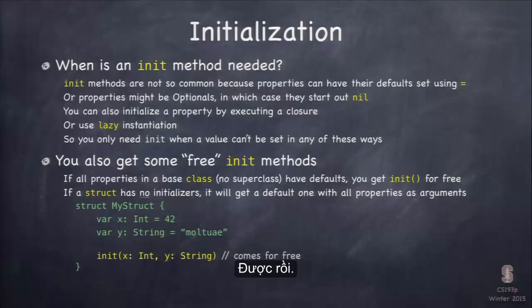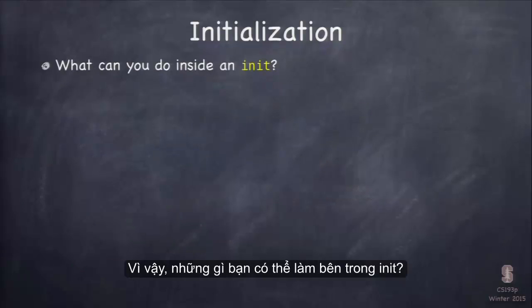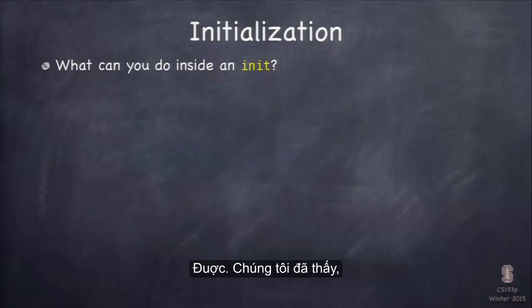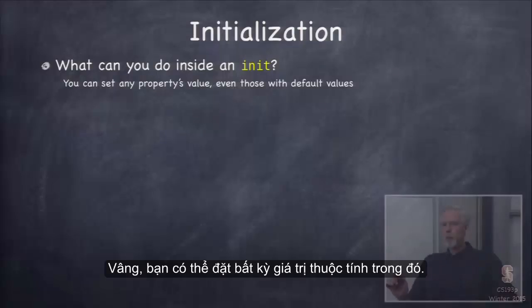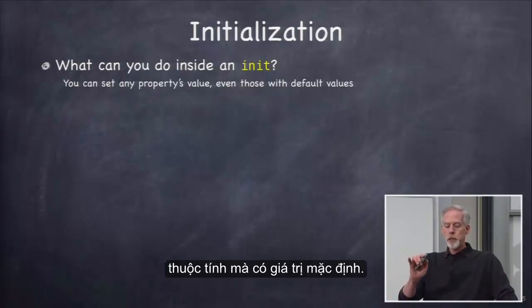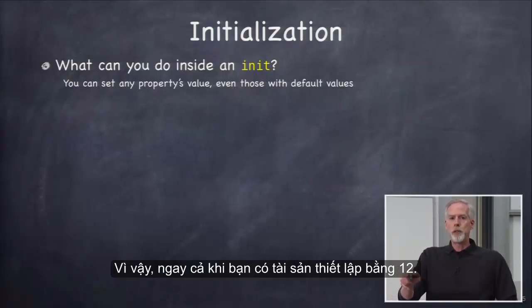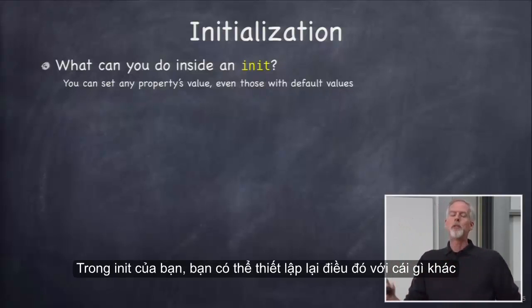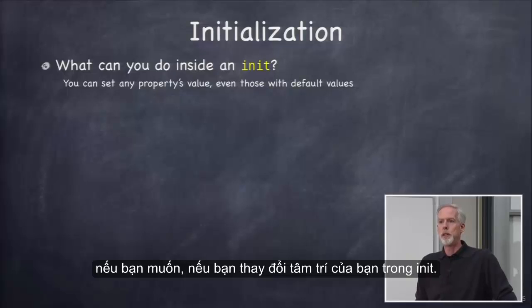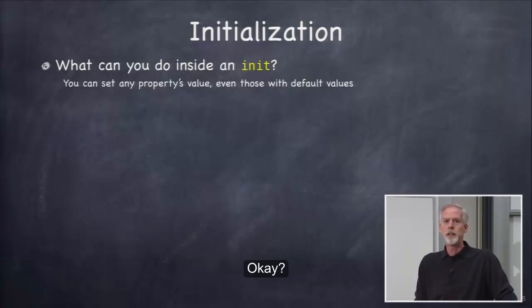Okay? All right. So what can you do inside of init? We saw what we did in calculator brain. We initialized some stuff. But what can you do? Well, you can set any property's value in there. You can even set properties that have default values. So even if you have a property and you said equals 12, in your init, you could reset that thing to something else if you changed your mind in init.